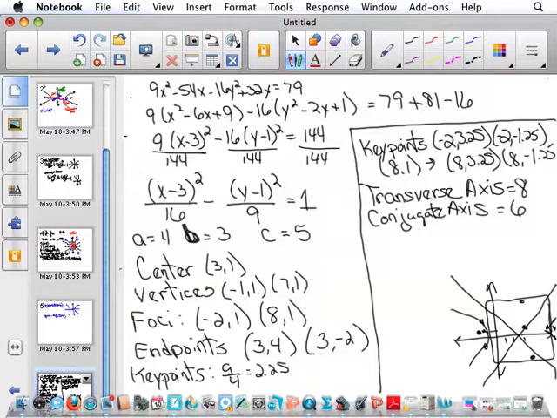Now, this opens left and right, so again, when I'm looking for the equation of the asymptote, I'm looking at the vertical change, which is b, over the horizontal change, which is a. So I will have y minus 1 from my center is equal to plus or minus 3 over 4 times x minus 3. And then you multiply that out, you should get 2 equations, and you should put that in slope-intercept form when you're finished.